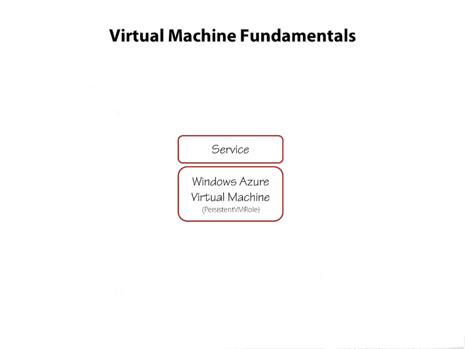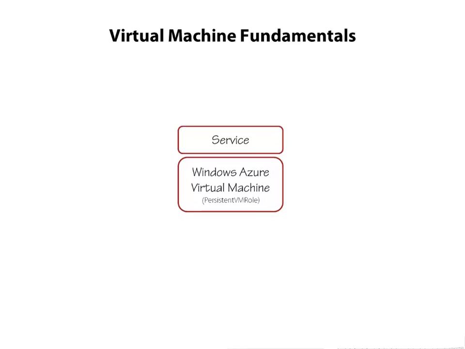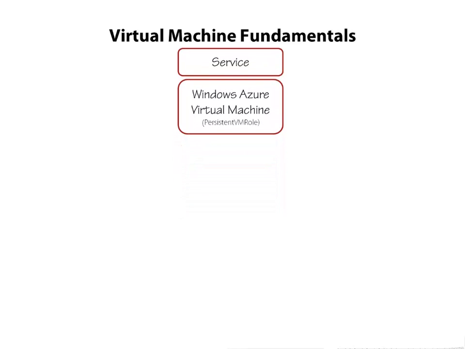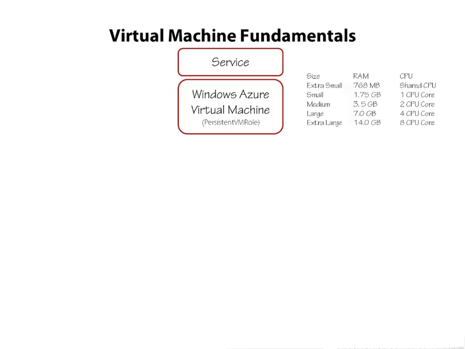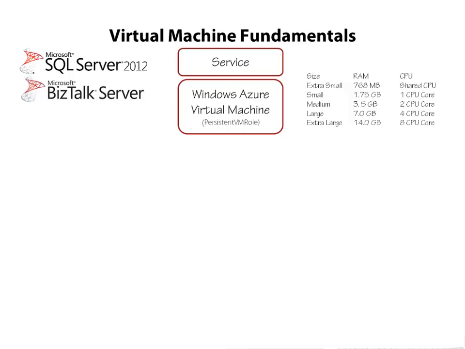Let's take a look at the fundamentals of Windows Azure Virtual Machines. Windows Azure is based on the main concept of a service. This service can host different types of roles like a worker role, a web role, and in this case, a persistent VM role. Currently, a single virtual machine can be created in one of 5 sizes. Sizes range from extra small to extra large, depending on the amount of RAM and CPU that is required. When creating a new virtual machine, a gallery of pre-created, pre-priced images is available for applications like SQL Server 2012 and BizTalk Server 2013. You can also upload your own custom virtual hard disk or custom image.